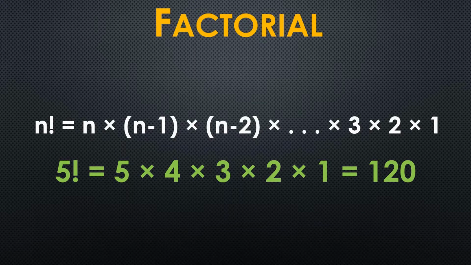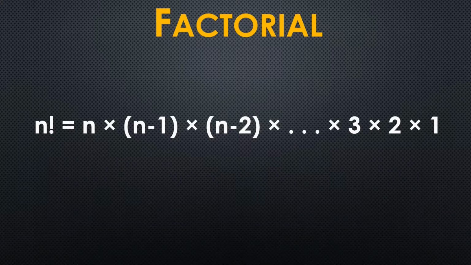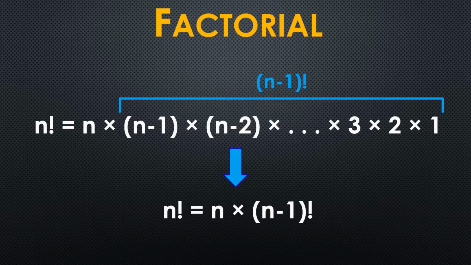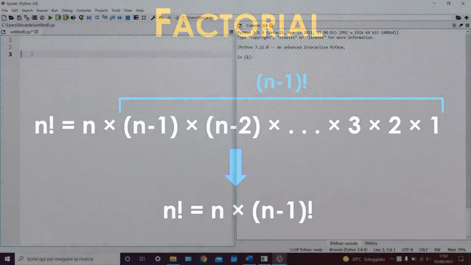equal to 120. Now that we know how factorials work, before we move back to our coding example, let's look at a neat property of factorials which we will then implement in our code. If we take the expression for the factorial of n and exclude n from the product, it can clearly be seen that what's left is none other than the factorial of n minus 1. So we can express the factorial of n as n times the factorial of n minus 1. Now that we have seen this neat little property, let's go back to our code.